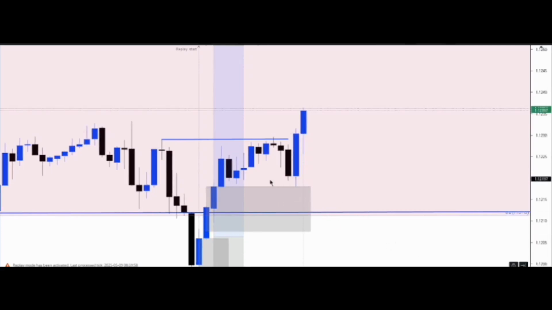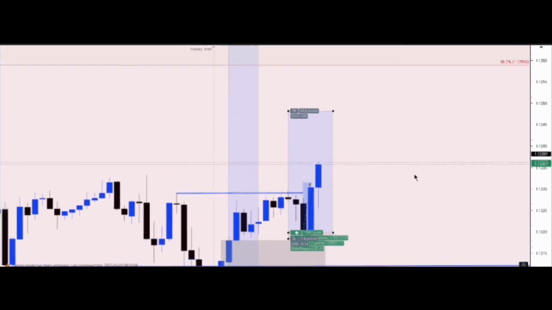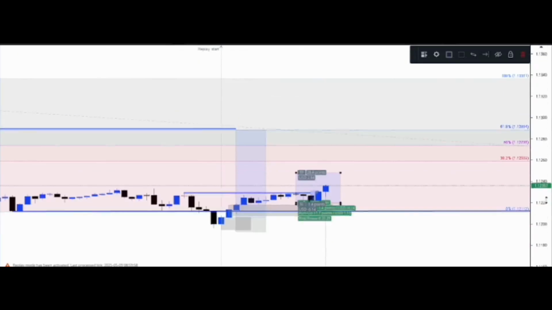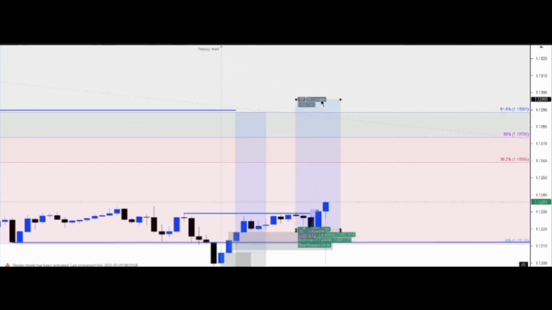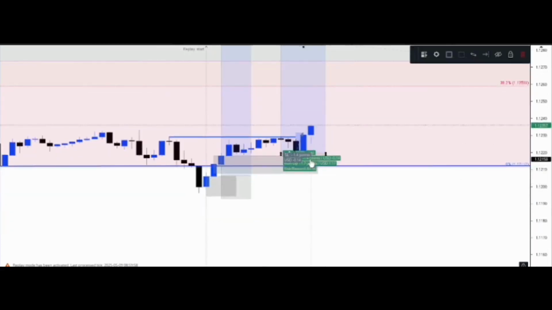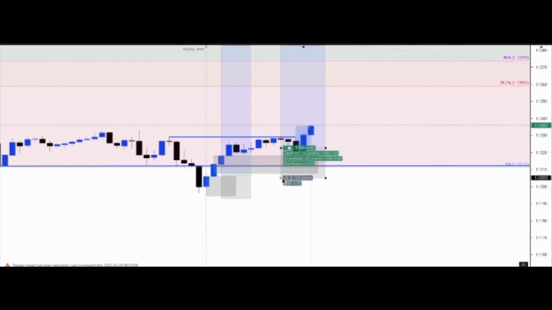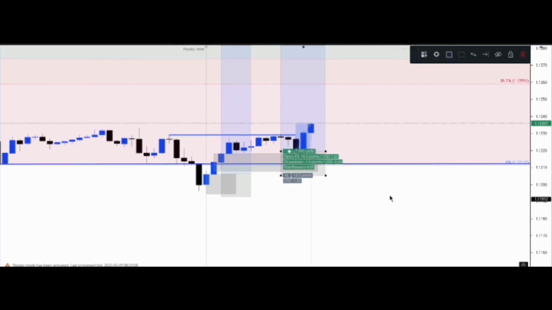So we could have taken another trade here to go long, just like so. And our TP will also be that 61.8. Let's look at it. So our TP will also be this 61.8. And of course our stop loss just below here. Give a buffer to your stop loss, and that's it. That's our trade.